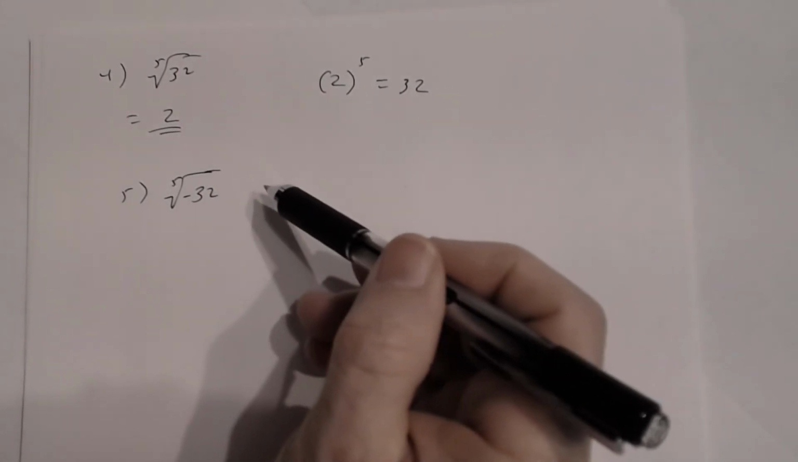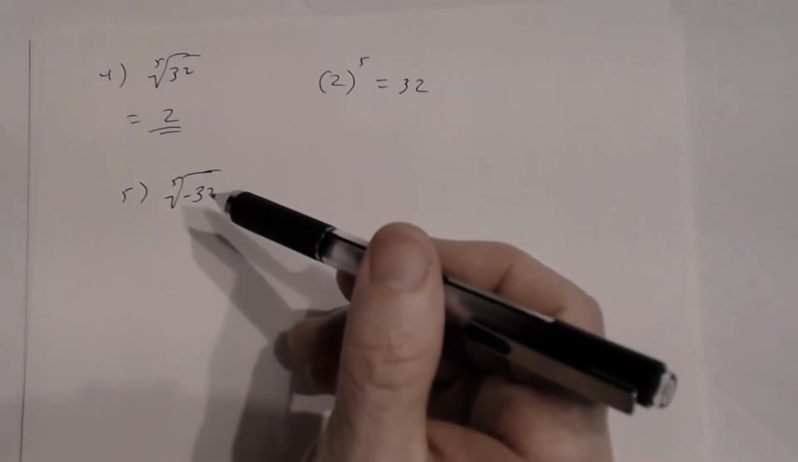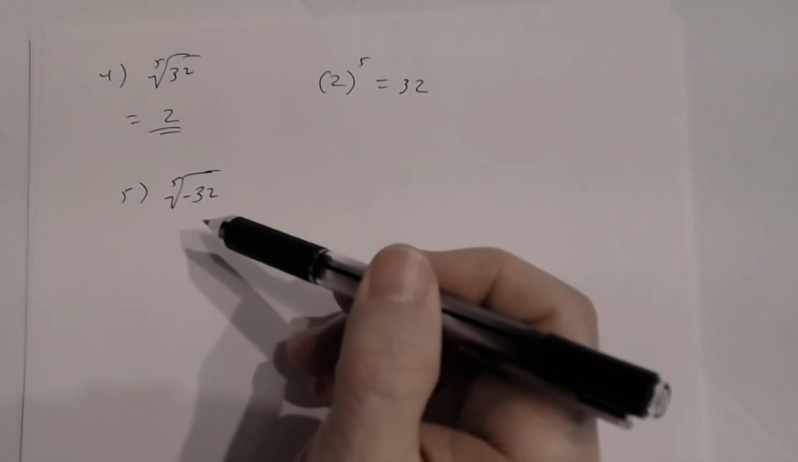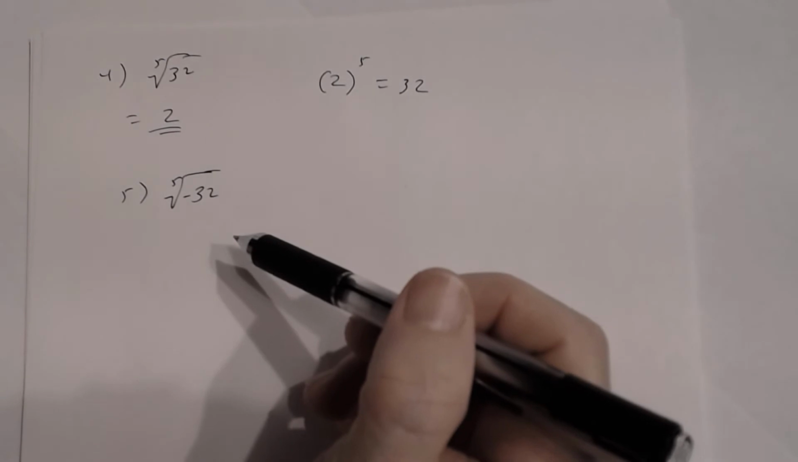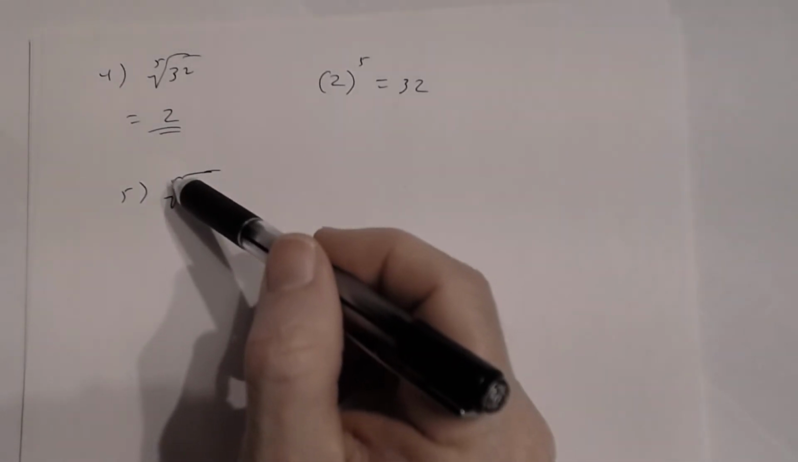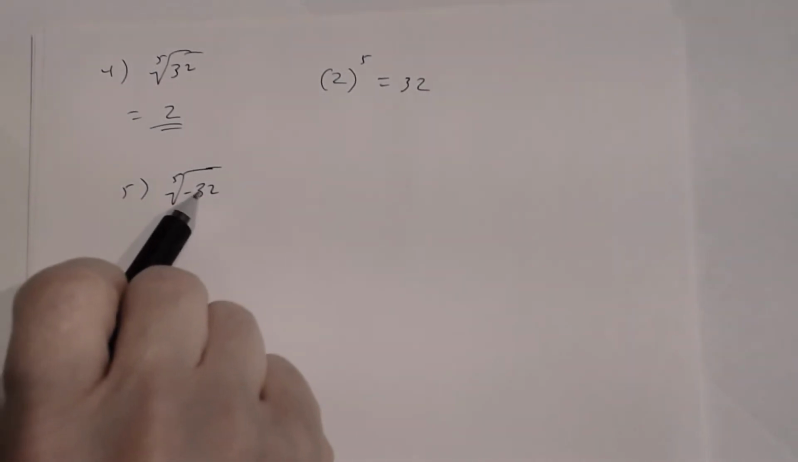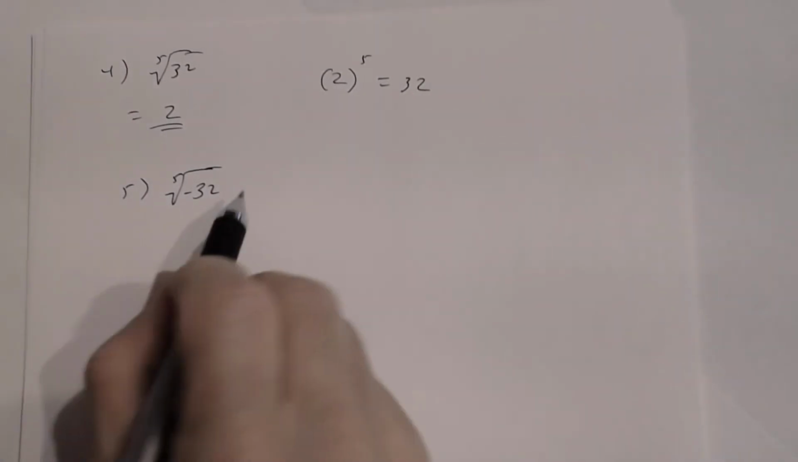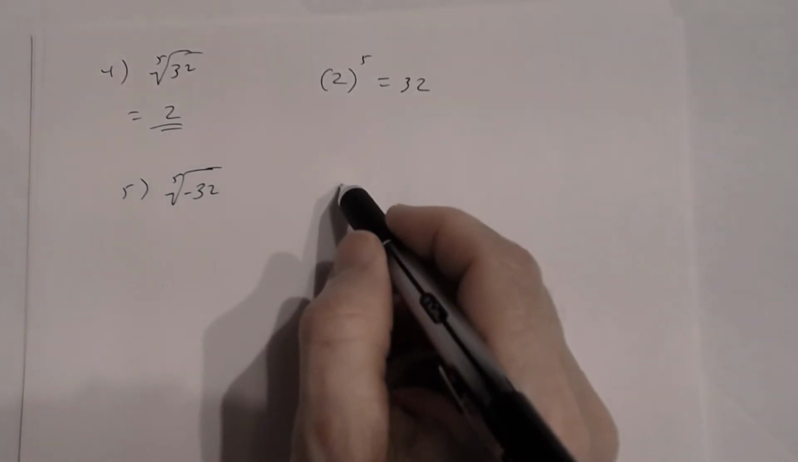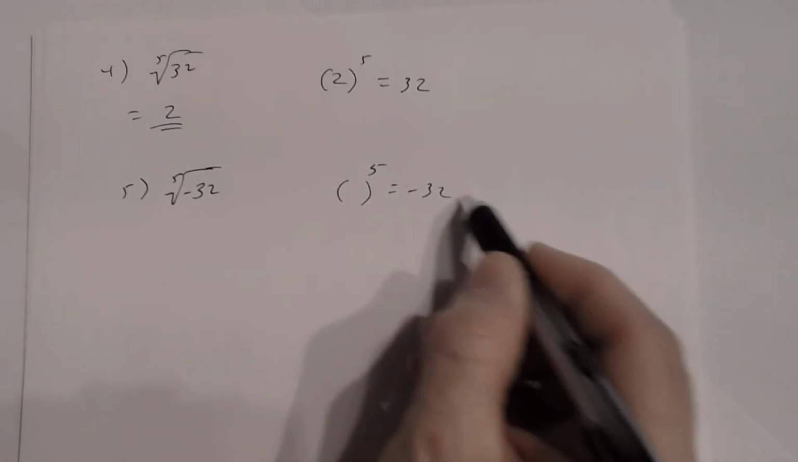The answer will be negative. So it's just that you cannot take the even root of a negative number, but you can take the odd root of a negative number. So if the index is a 3, if the index is a 5, a 7, it does not matter if that's negative. It's going to be a real number.